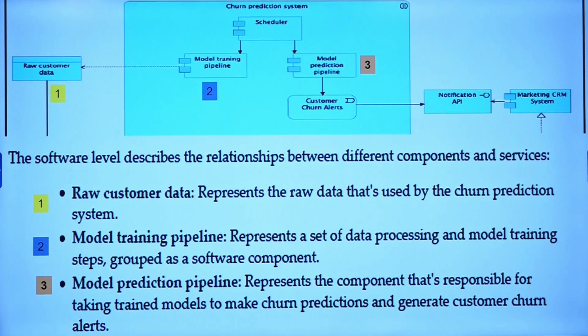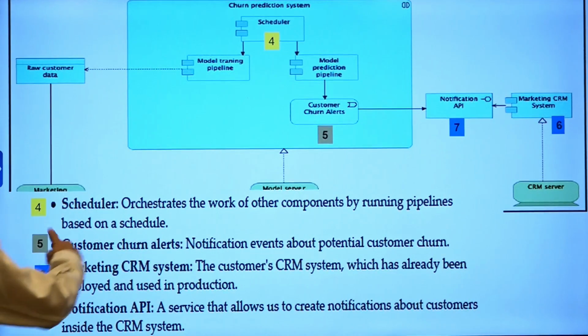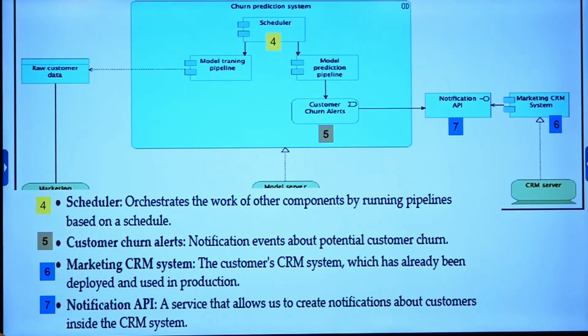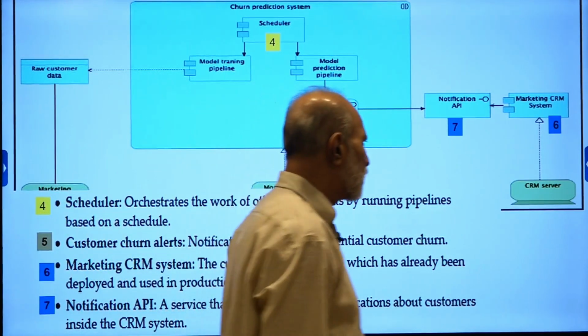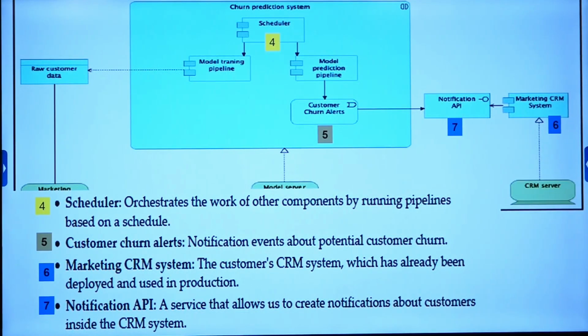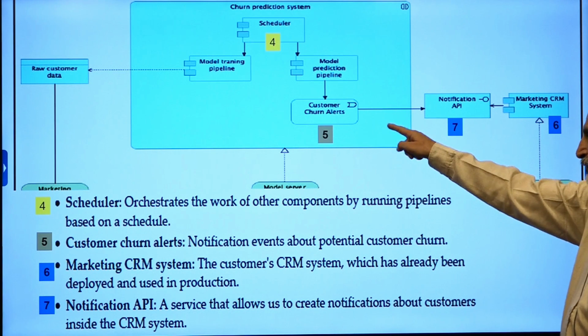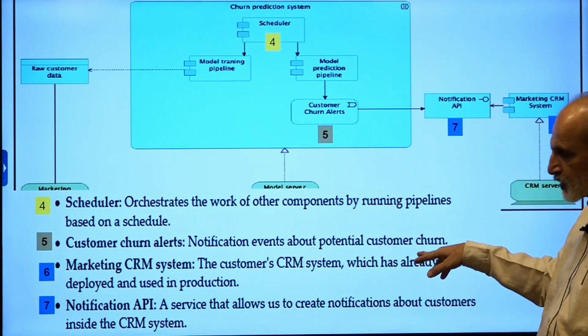Let us see the next point. Number 4 is the scheduler. The scheduler orchestrates the work of other components by running pipelines based upon the schedule. So, if I have to run it every week, or on Monday, I have a scheduler to do the job. Then number 5 is the customer churn alert. We notify a notification event about the potential customer churn.